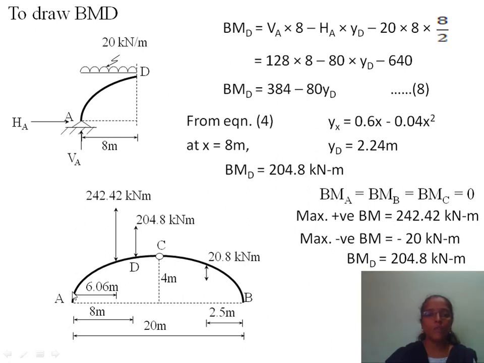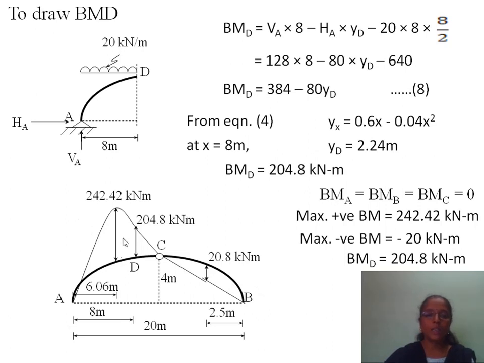Therefore up to D the variation will be parabolic. So let us draw the parabolic variation. This is the parabolic variation up to D. Next, from D to C, straight line variation, and then from C you join to the maximum negative bending moment, minus 20, and then from maximum negative to end B. So this is the bending moment diagram.